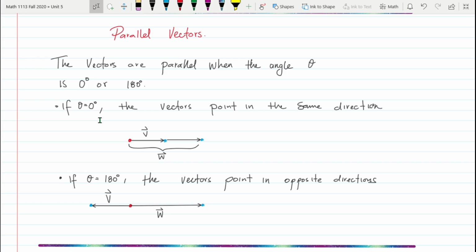However, if they had the same initial point, but they were pointing in different directions, then the angle between them is going to be 180 degrees, right? This right here is theta. And that's what we're talking about, pointing in opposite directions and then having an angle that represents that.